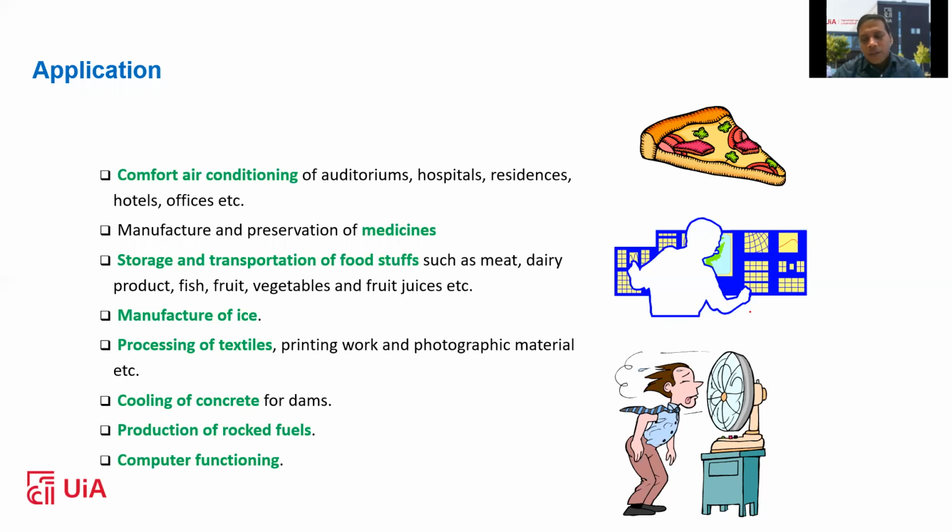Then there is the manufacturing and preservation of medicines. With this COVID pandemic situation now, I can make an example of the COVID vaccine. For example, the Pfizer vaccine needs to be kept cold at around minus 70, 80 degrees centigrade. So that's another application. We could use a refrigeration system to cool all the medicines for manufacturing or for preservation.